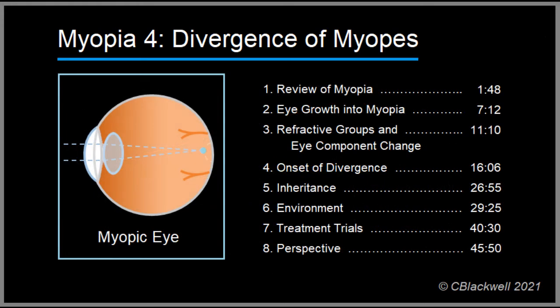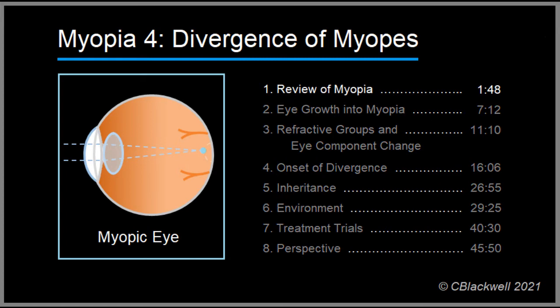This is our plan for this video. It begins with a review of eye growth and emmetropization. Then we look at eye growth specifically in myopes, as they diverge from the more stable emmetropes and hyperopes. The big question is, why do some eyes diverge from stability? We look at input from genes and the environment. We also take a look at what treatment trial results can tell us about proposed mechanisms. In the end, we attempt to put all this in perspective.